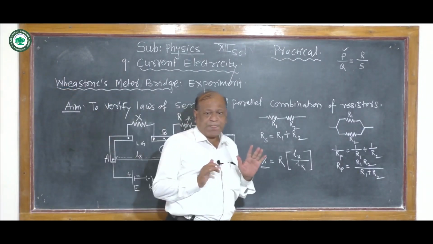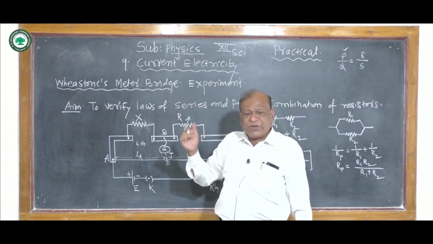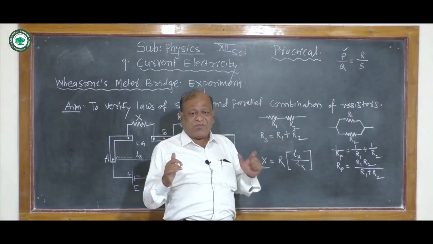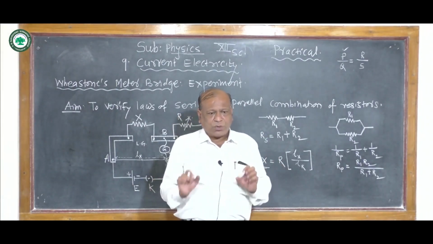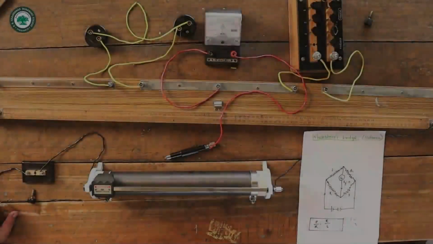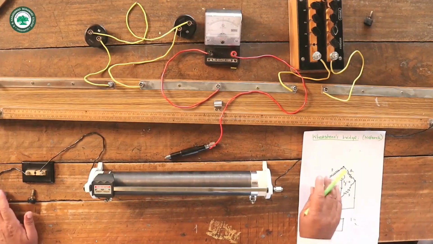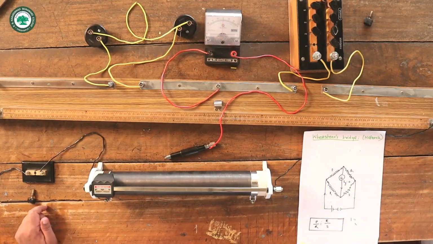And now today we work on this practical concerned with this theory, to verify the series and parallel laws of combinations of resistors. Now that experiment, we have to actually do practically here. Okay. Already we studied the topic current electricity. In that current electricity, according to your syllabus, there is Wheatstone's meter bridge or Wheatstone's network. Already we studied about this Wheatstone's bridge.